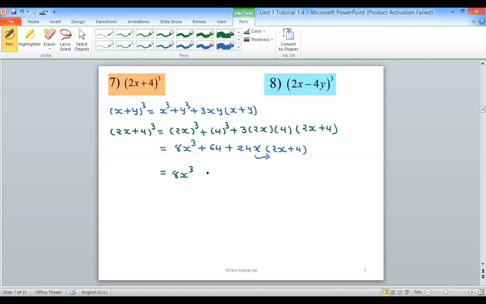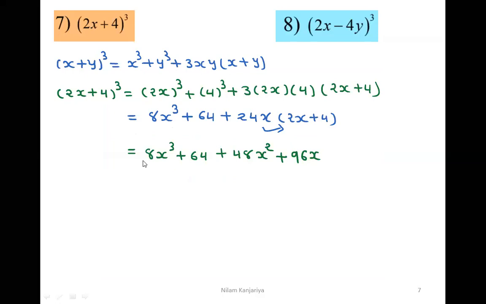8x cube, 64, plus 24 into 2, this is 48x square, 24x, 24 into 4, this is 96x, and this is your answer. Clear, all the students? This is cube quantities.